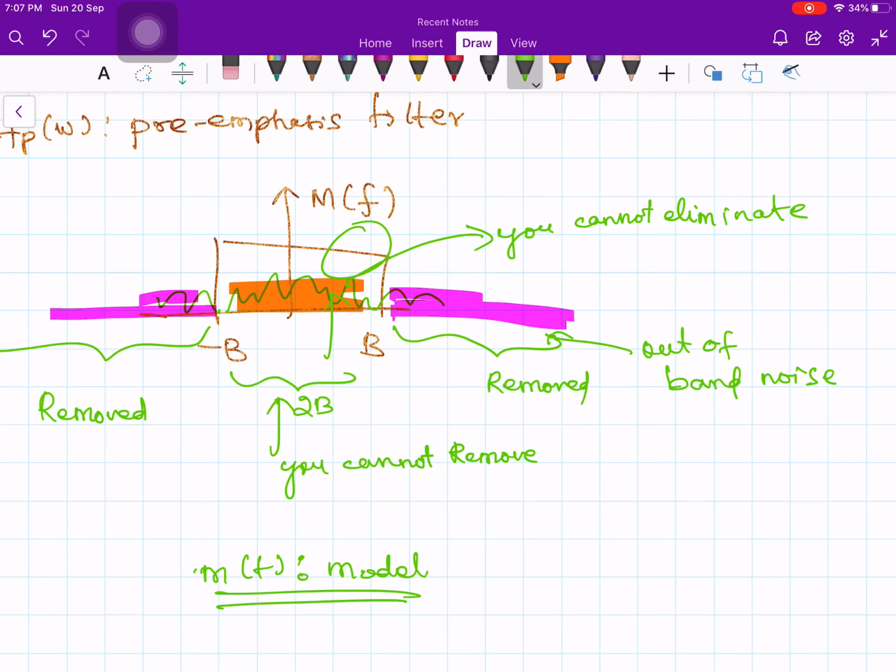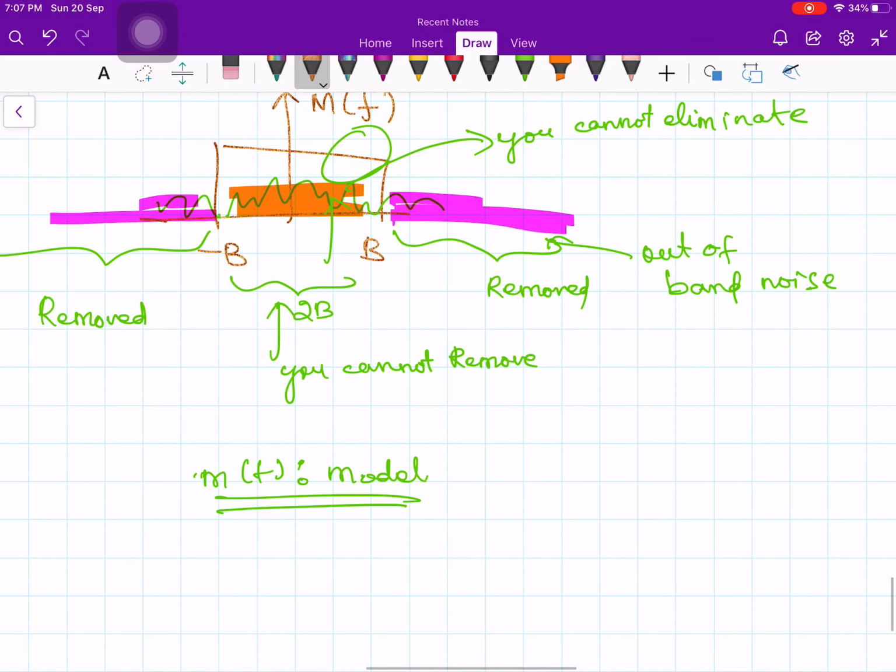So here m of t is modeled as a zero mean wide sense stationary process.